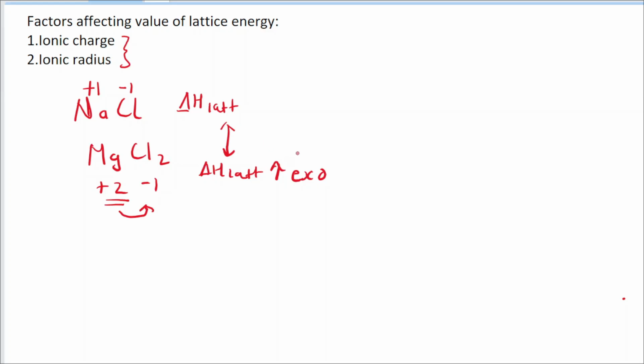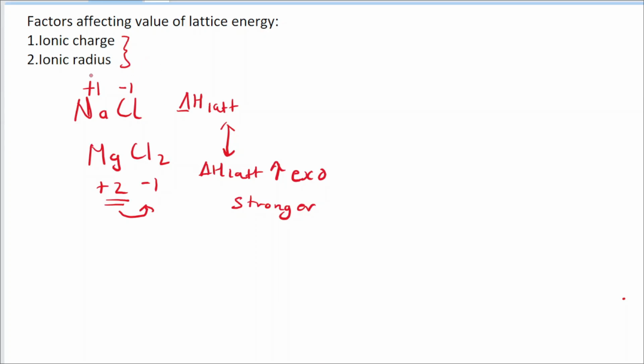So remember we said that initially the more exothermic the lattice energy is, the stronger the bond is. And you can see that positive 2 and negative 1 form a stronger attraction than positive 1 and negative 1, and that's why the lattice energy is more exothermic.